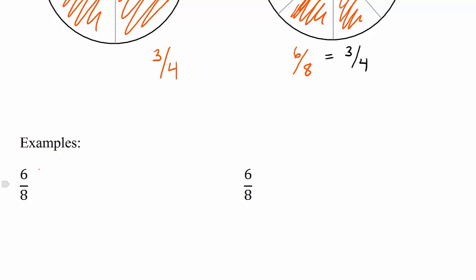So the simplest way is probably to say, hey, 6 and 8 are both divisible by 2, and then 6 divided by 2 is 3, and 8 divided by 2 is 4. The other way that you could do it is you could write that 6 was 2 times 3 and 8 is 2 times 4. And then we can see that those 2's will divide to a 1 and you will be left with 3/4.